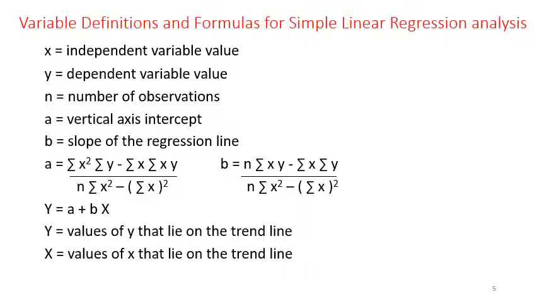The regression line is given by capital Y is equal to A plus B into capital X. Capital Y here refers to the values of Y that lie on the trend line, and capital X refers to all the values of X that lie on the trend line.